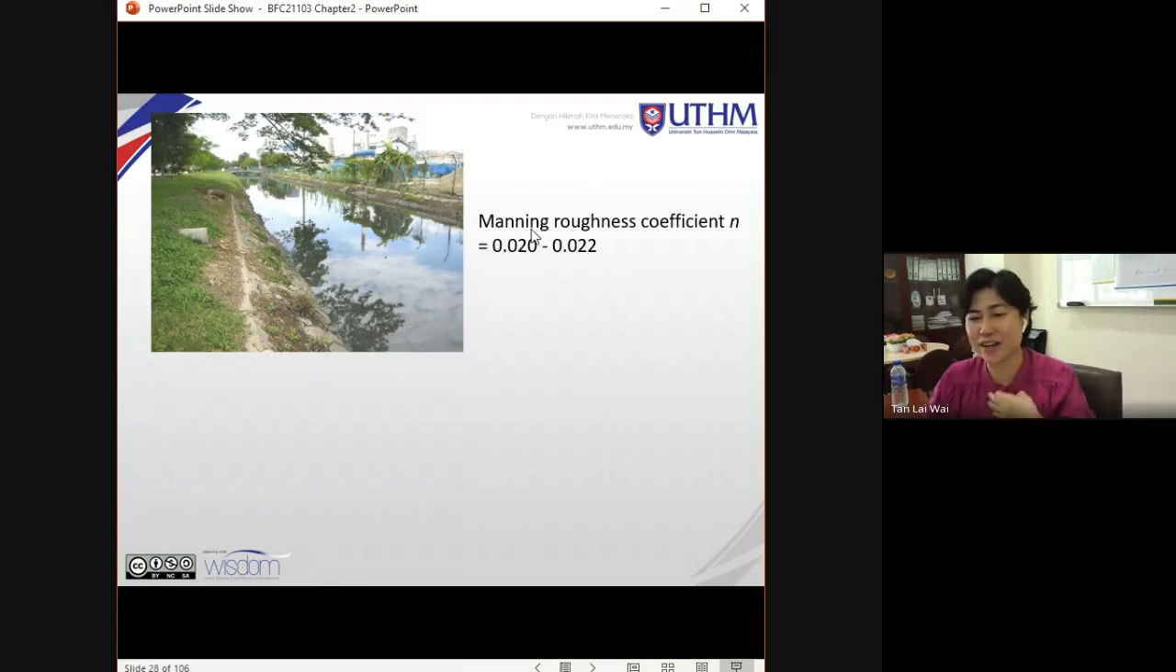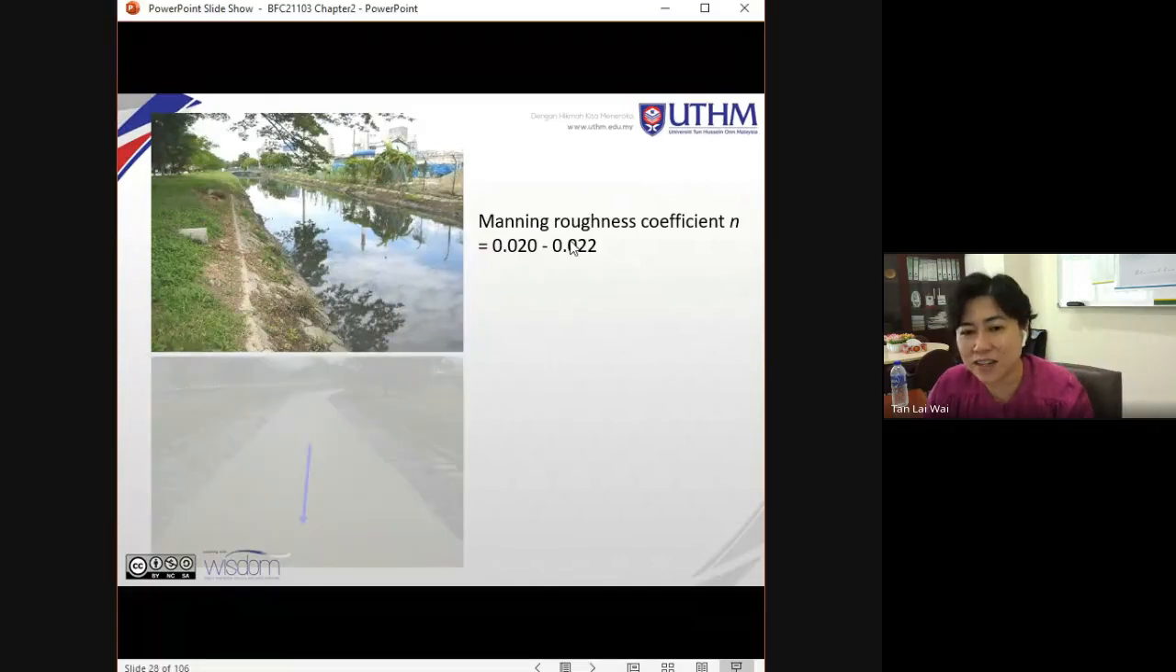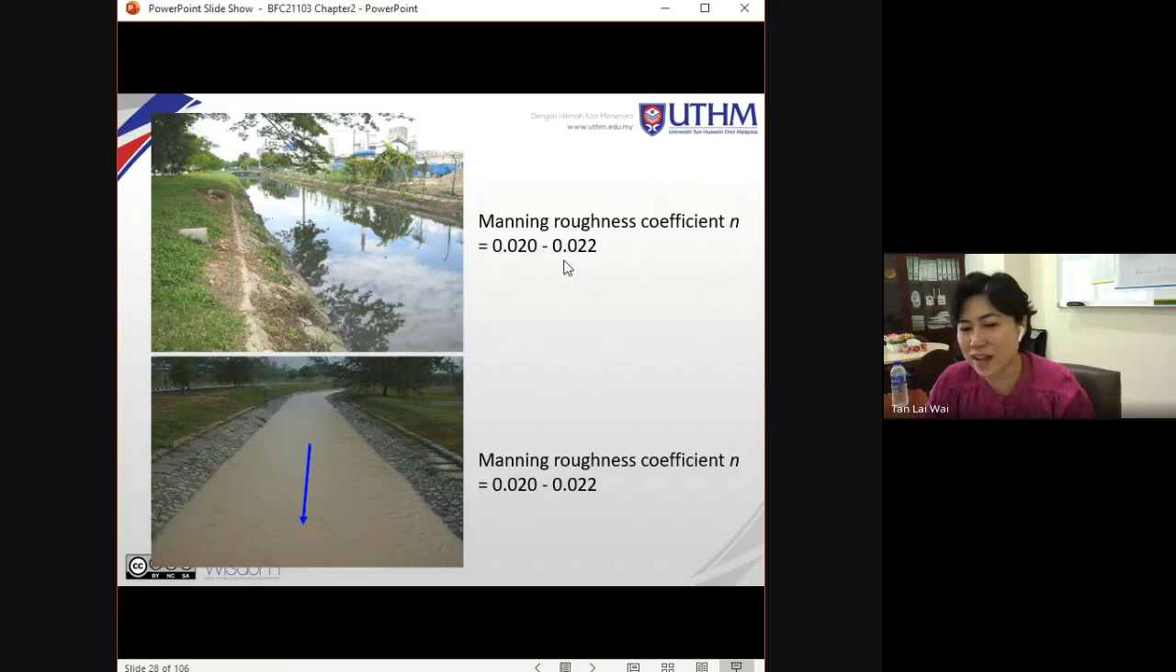However, in your design, if you are designing a channel, when you practice later, go to the site and check the site condition. If you see more rubbish and garbage at the bottom, and more vegetation on the lining, you can increase your Manning roughness. That means you can choose 0.022, because a higher Manning roughness coefficient will reduce your velocity. That is your call as an engineer. Anyway, if you want to design any system, you should visit the site and understand the site condition first, before you design anything.